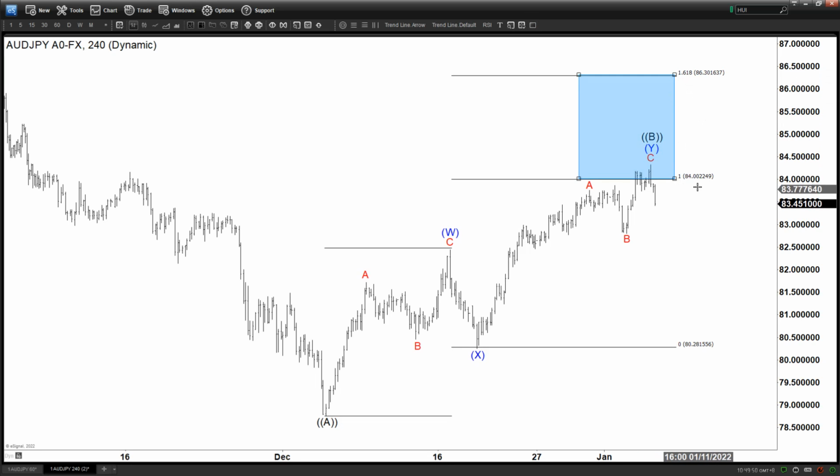Okay, it has already reached the 100% extension, 84 to 86, and it reacted lower precisely from this area. All right, and we are calling that this rally is finished, and it finished exactly at the area where we expect it to finish, the 100%, right? And so if that's the case, then we can start a C leg that will eventually even break below here.